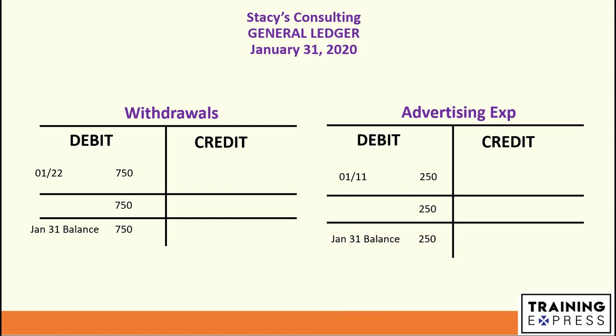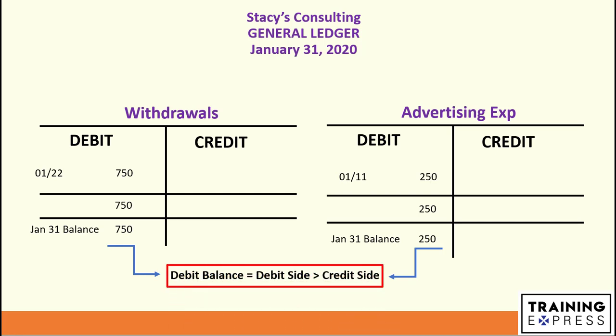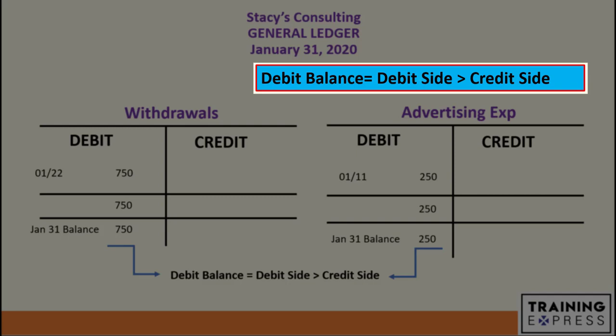Now, you have seen here that in both ledgers we have got a debit balance, which simply means that when the debit side is greater than the credit side, it is called debit balance. Let's revise again what we have learned here. Whenever the debit side is greater than the credit side, it is called debit balance.